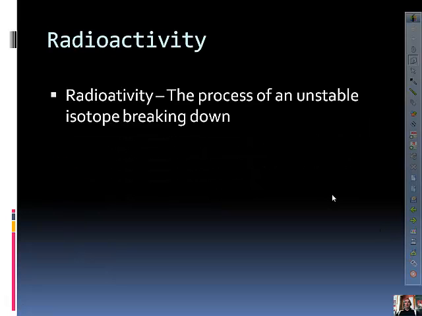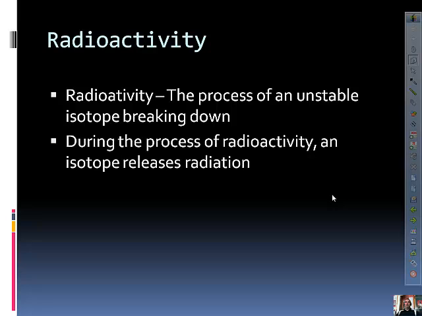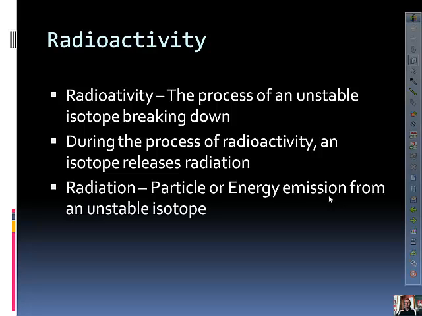Radioactivity is the process of an unstable isotope breaking down, meaning that again, it does not want to be unstable. Everything needs to find a way to become stable. If it is unstable, it'll go through this process of radioactivity to break itself down to become more stable. During that process, an isotope is going to release radiation. Radiation is just going to be particle or energy emission from an unstable isotope. So during radioactivity, it's going to give off radiation.